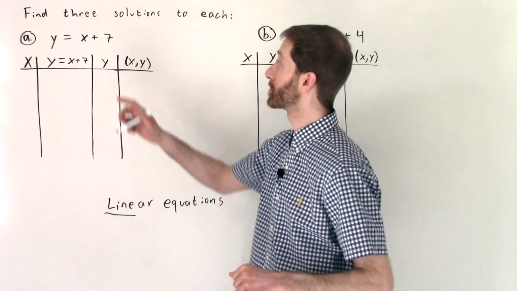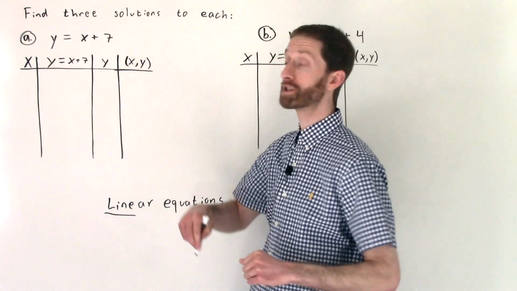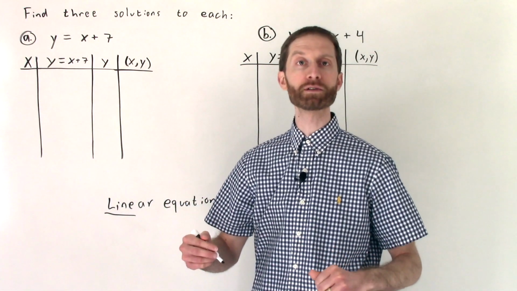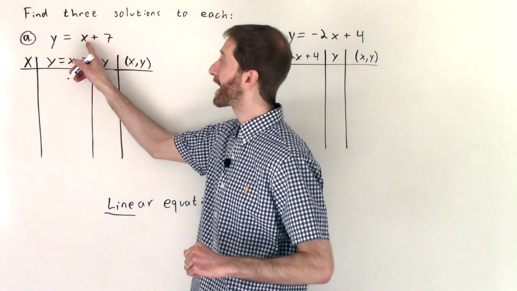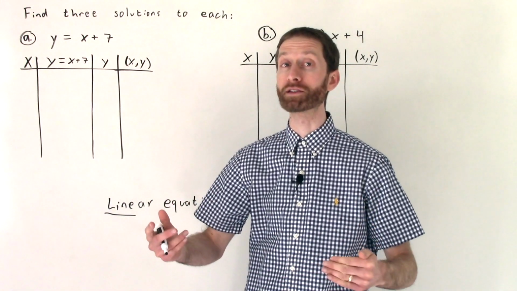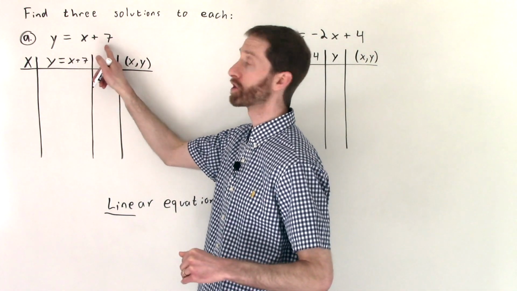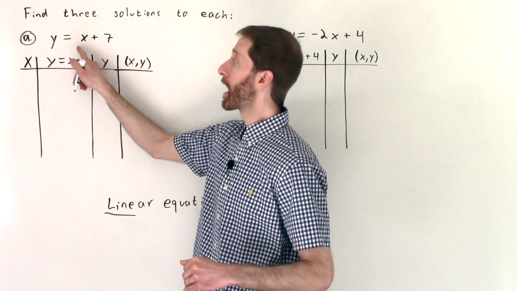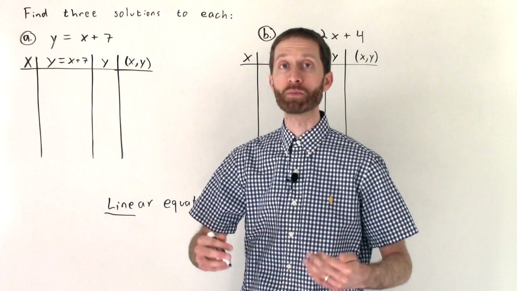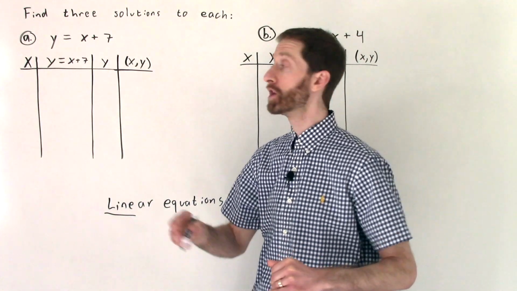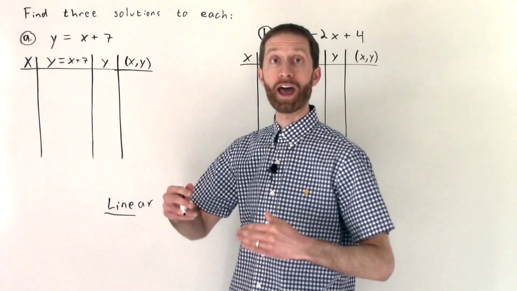So for now, we are going to write out solutions. As the instructions say, find three solutions to each. How do we find solutions? Well, we're going to simply pick any x value that we want, and we'll plug in that x value into this side right here, into this equation. That will be our input, and we will get an output of a y value. So our solution will actually be two values, x and y.